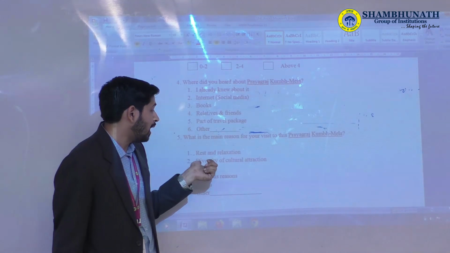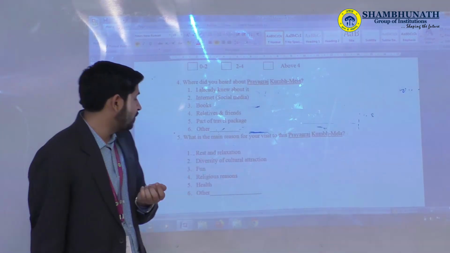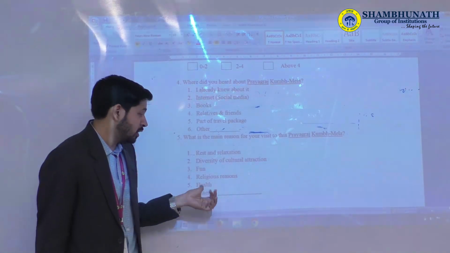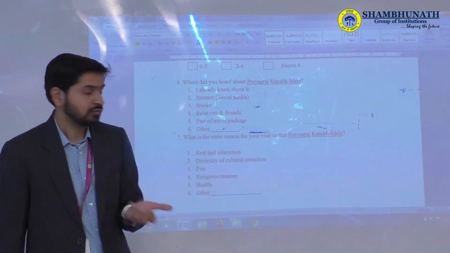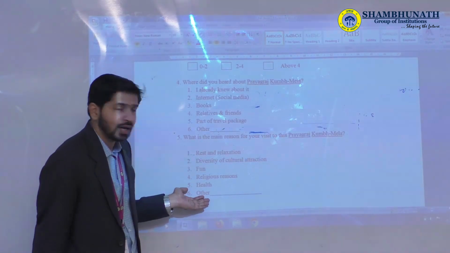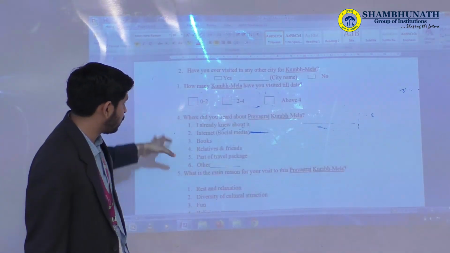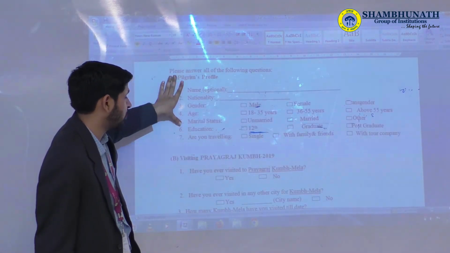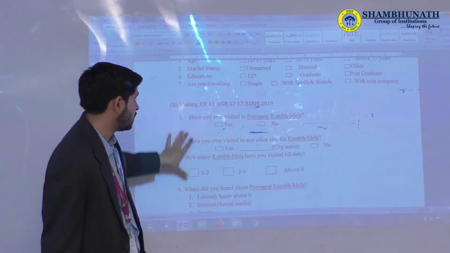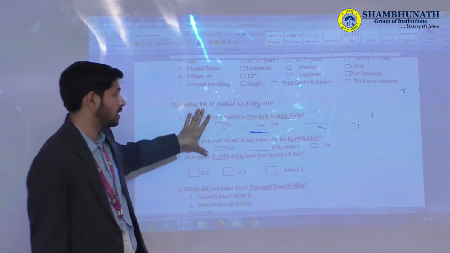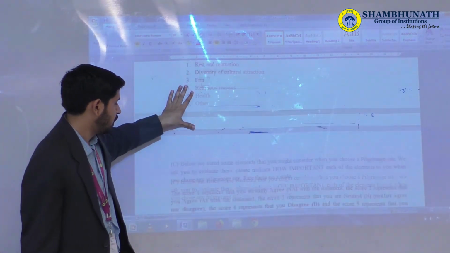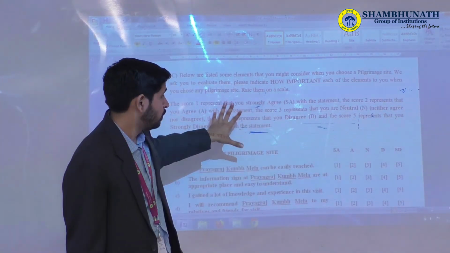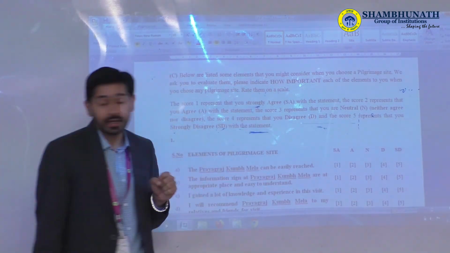Some say we have to know the diversity of cultural attractions of India. Someone says just because of the health issue we are coming here, and there are other options. This is what profile B means. This is the first, pilgrim's profile A. Then we have asked certain questions in section B about visiting Prayagraj Kumbh Mela. Now this is an important part of the question, I repeat, where we have to analyze the data.